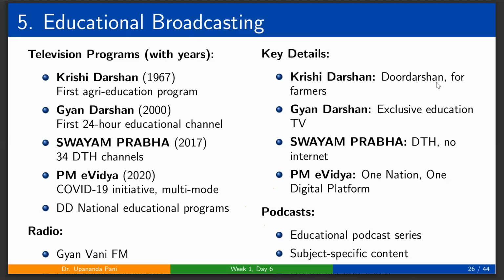Educational broadcasting, television programs with years. Krishi Darshan, it started long back. It was the first agri education program, started in the year 1967. Basically, it was Doordarshan for farmers, and then Gyan Darshan, started in the year 2000. It is the first 24-hour educational channel. Then Swayamprabha 2017, that is 34 DTH channels they have launched, started in the year 2017.